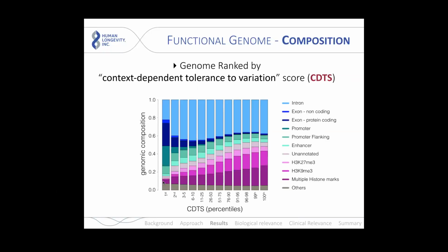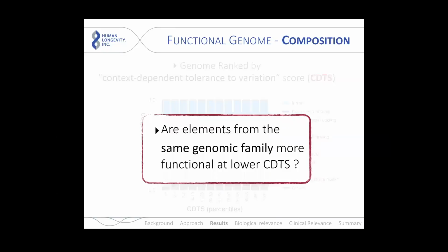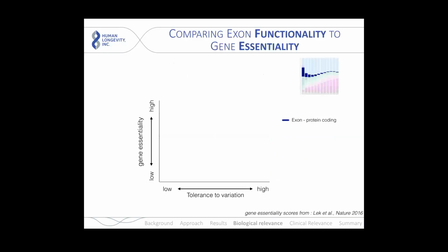So the first question that we had was, because we have seen that, for example, exons are not all located in the same region of the CDTS spectrum, are some elements from the same genomic family more functional when they are present at the lower CDTS? In other words, are exons that are here different from exons that are on the other end of the CDTS spectrum?